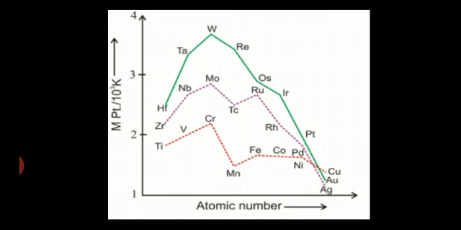Listen carefully. The high melting and boiling points of the transition metals are due to their close packed structure. Just now I told you. In this structure, the transition metal atoms are held together by strong metallic bonds which have considerable covalent character.